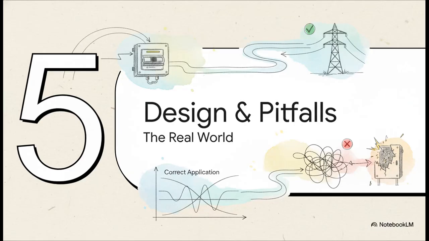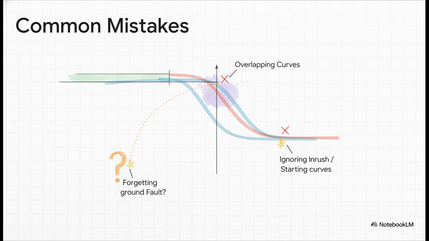All right, let's move from the ideal world of graphs into the messy reality of design. Because knowing the theory is one thing, but avoiding the common pitfalls is what really makes a system safe and reliable when it counts. So where do people usually go wrong? Well, here are some of the most common blunders. The number one mistake is having curves that overlap or cross. That's a total failure of selectivity. You have no idea which device will trip first.